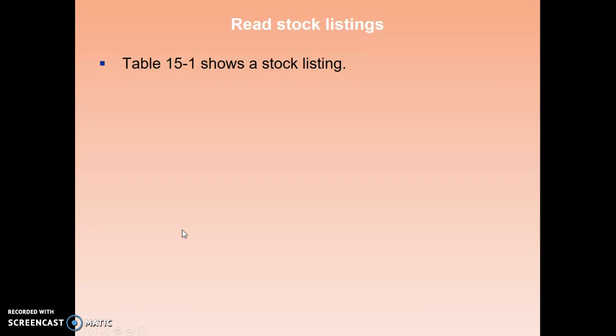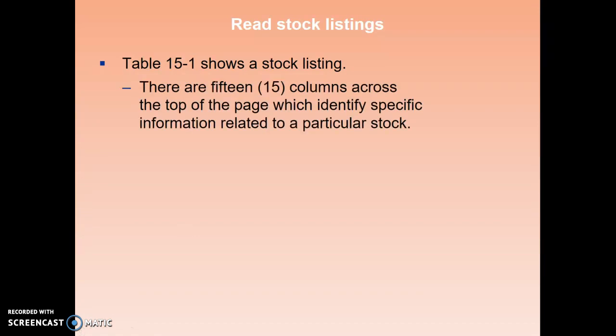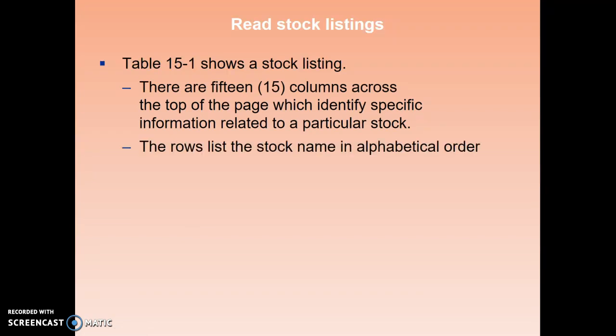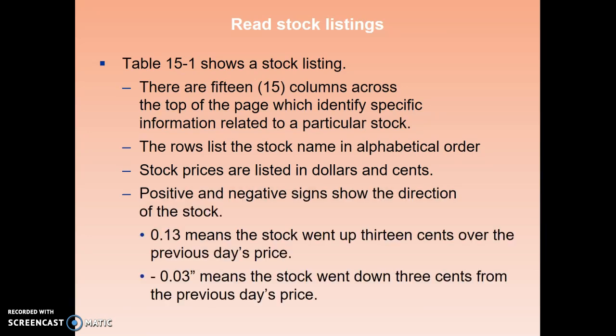Table 15.1 shows a stock listing. There are 15 columns across the top of the page which identify specific information for that stock. Your rows list the stock name in alphabetical order. The stock prices are listed in dollars and cents. These are things you want to pay attention to because you will be asked questions about a stock listing.